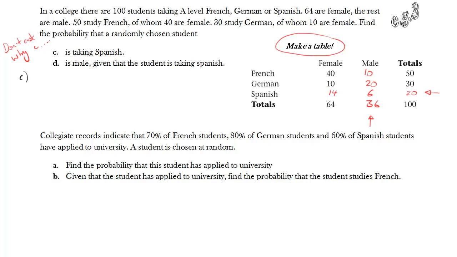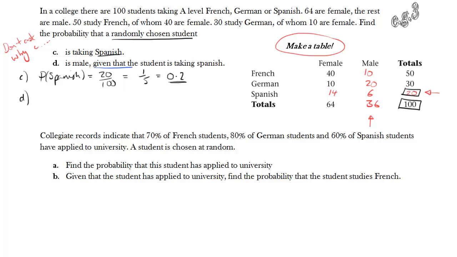Now, I don't know why that's called C. We'll ignore that. Now, the probability that someone from this whole menagerie of people is taking Spanish, well, they're randomly chosen from all of them. So that means it's out of the 100 students. And they're taking Spanish. So that means it's out of those 20 students. So those 20 students out of 100, giving my probability. So my sample space there is effectively all 100 students. That gives me my probability there.